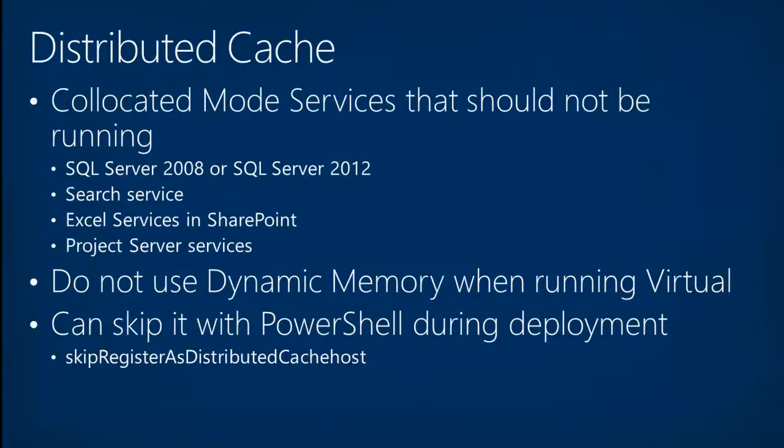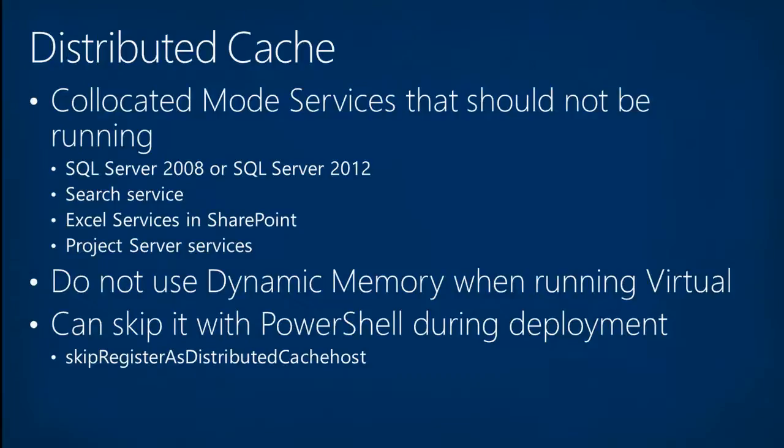So, as I already pointed out, co-located mode is not necessarily the best idea, but if you find that you're moving it out and you're installing the distributed cache service onto a specific box, and on that box you want to go ahead and run additional services as well, there's a couple that we wouldn't recommend you put there. We wouldn't recommend that the distributed cache box be the same as your SQL server. I think that kind of goes without saying that that's probably a bad mix. We also wouldn't want to see search running on one of those boxes, because they'd be competing for memory, competing for resources and I/O. Excel services and project server services as well.